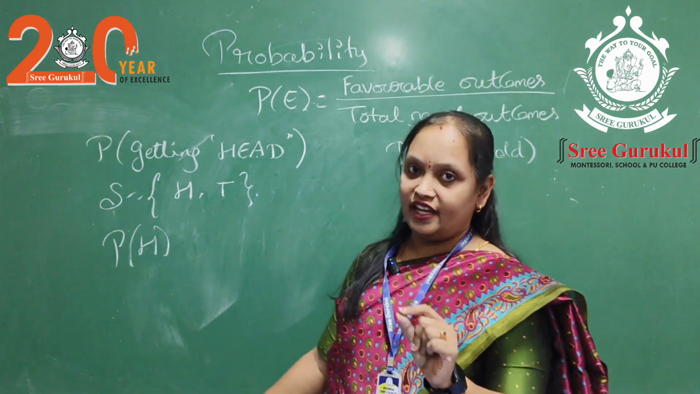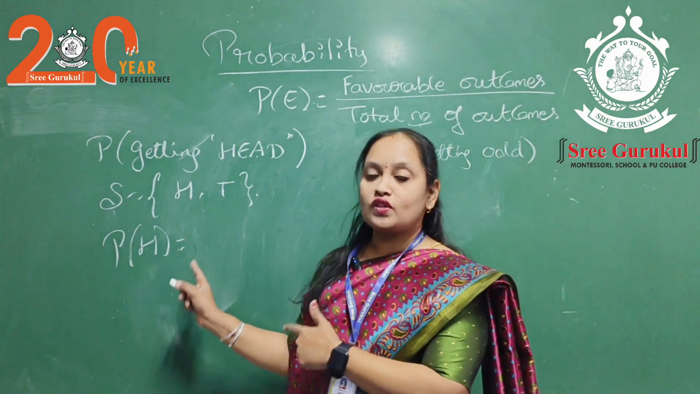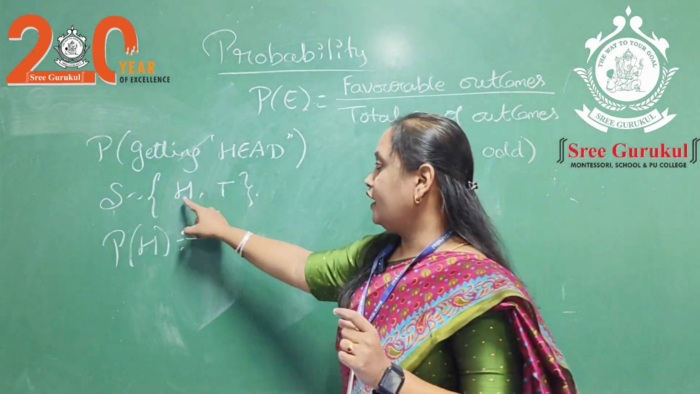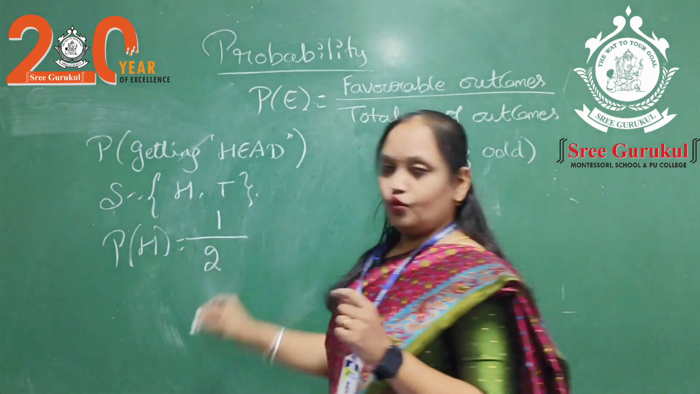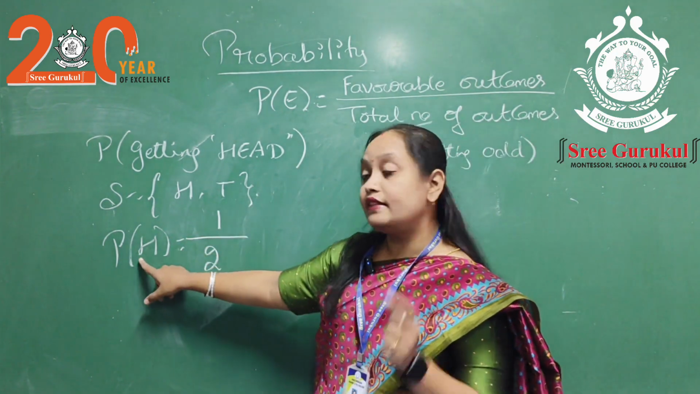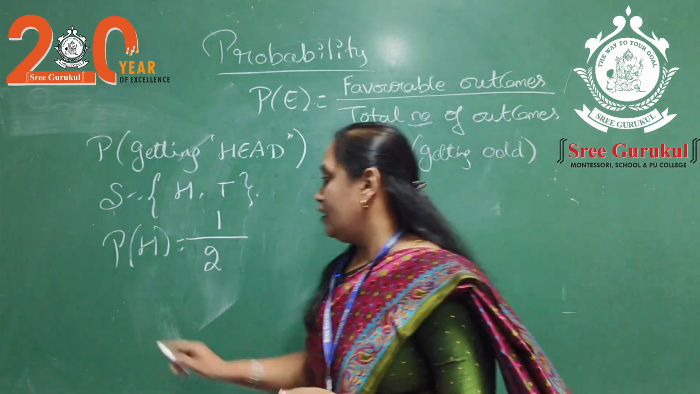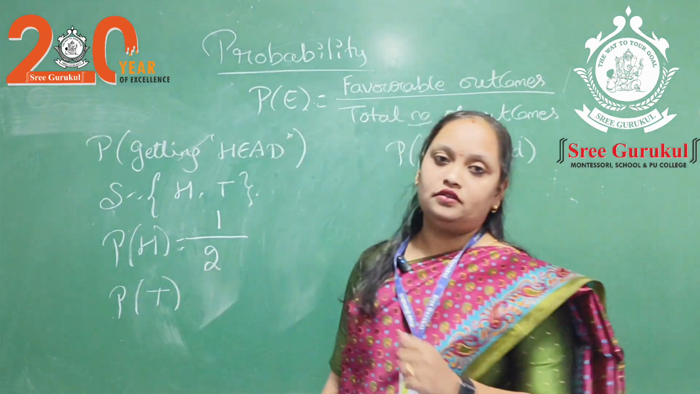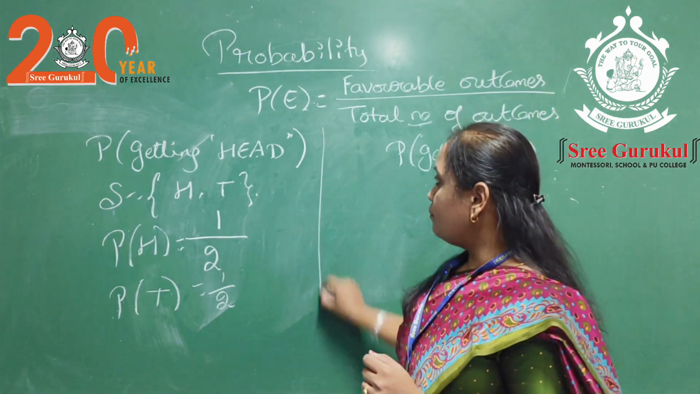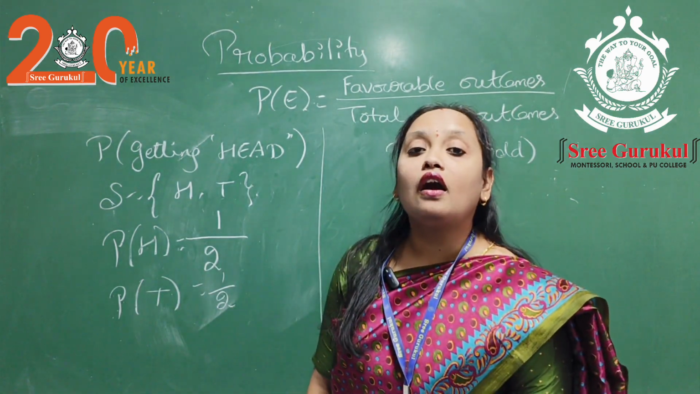So I am writing P of H, which is equal to how many sample points show head here? 1. Correct? So 1 divided by the total number of sample points, which is 2. I have applied this formula: favorable outcome. What is the favorable outcome in this question? Head. So 1 divided by 2. Similarly, what is the probability of tail? Tail also 1, so 1 divided by 2. So this is the probability of getting head, and this is the probability of getting tail while tossing a coin.